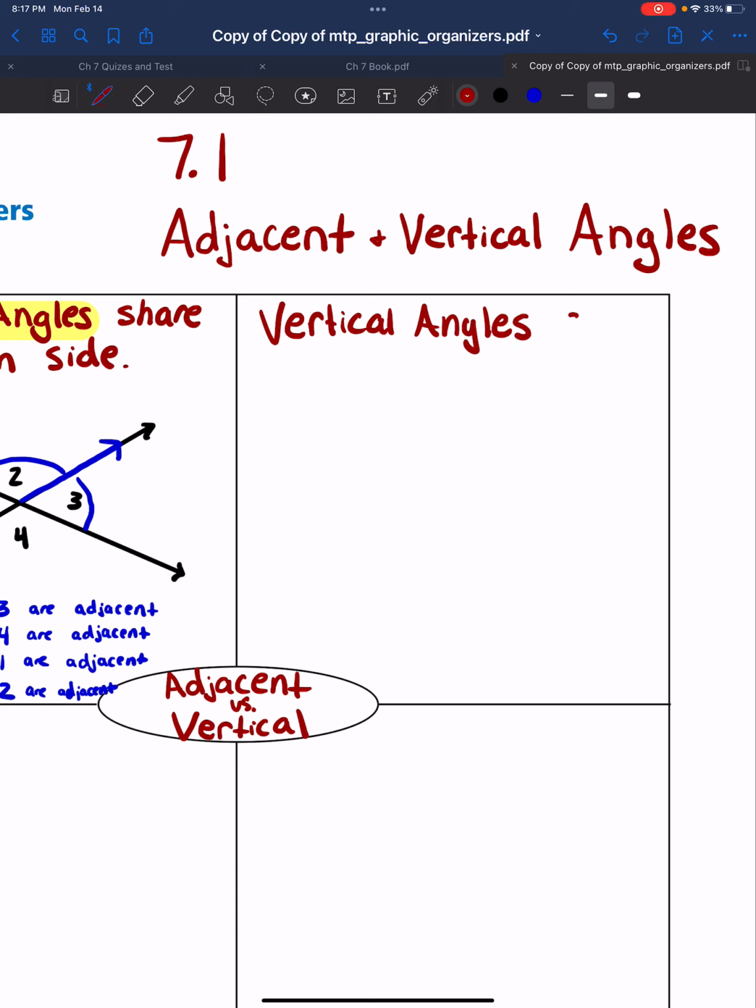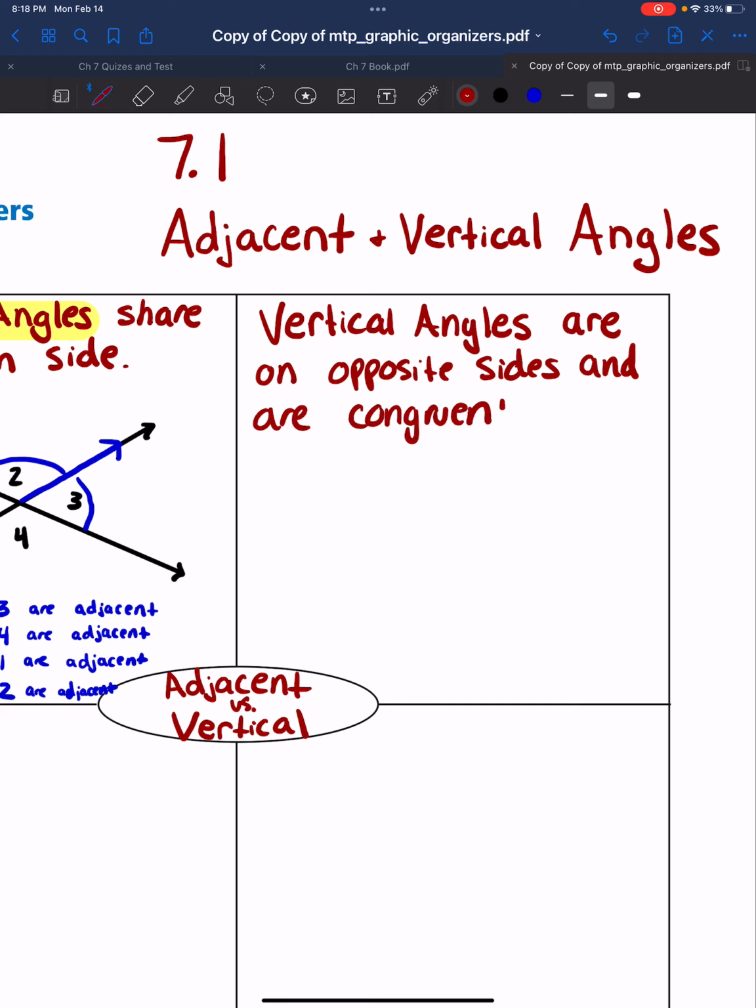Vertical angles are on opposite sides and are congruent. And once again, I'll grab my highlighter. I'll pick a different color this time. Vertical angles are on opposite sides and are congruent.